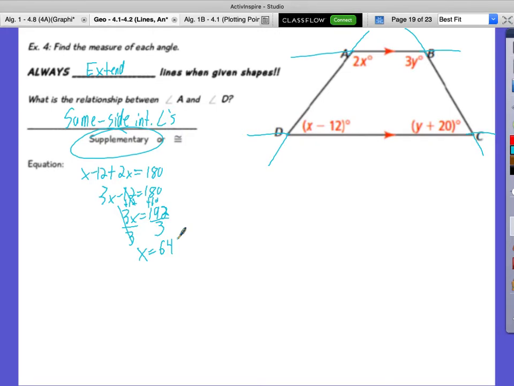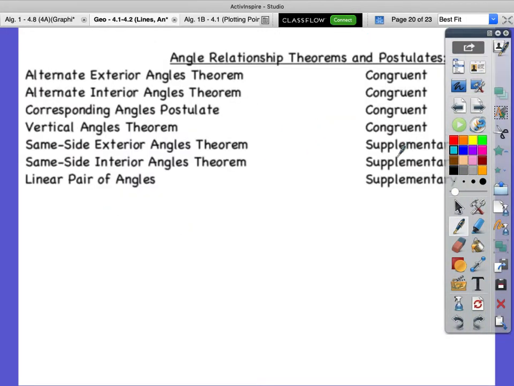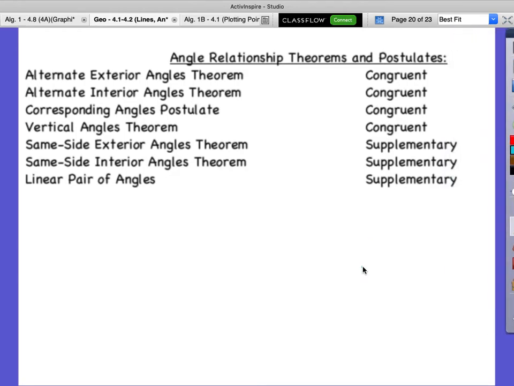Okay. So next I have theorems and postulates. Hey, this is just what we've already learned. Perfect. We've already learned these. We're just attaching names to them.